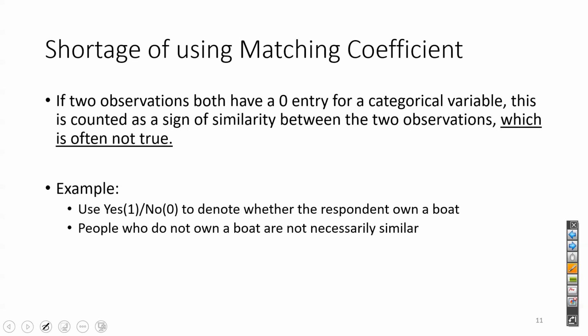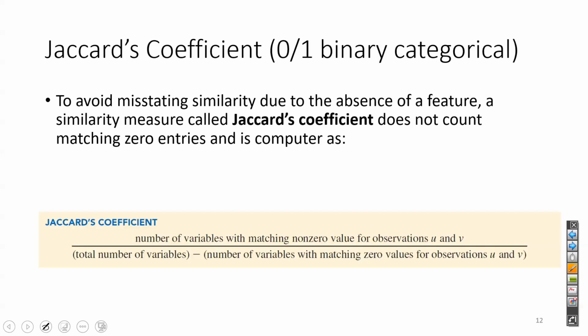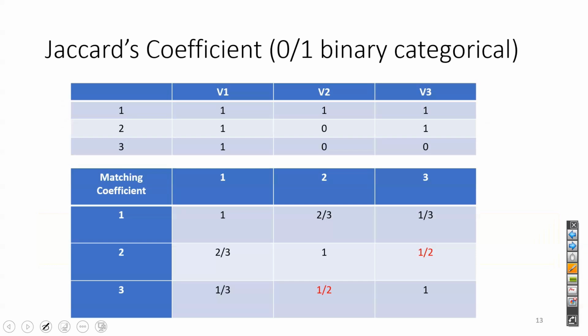Okay, so if your data meet those criteria, you can use something called Jaccard coefficients. The Jaccard coefficient calculation is slightly different. For the numerator, I want to find out how many variables have a matching non-zero for two different observations. And for the denominator, I want to find out how many total variables there are and subtract the number of variables with matching 0. I know it's a little bit difficult to understand, but let's take a look at this example.